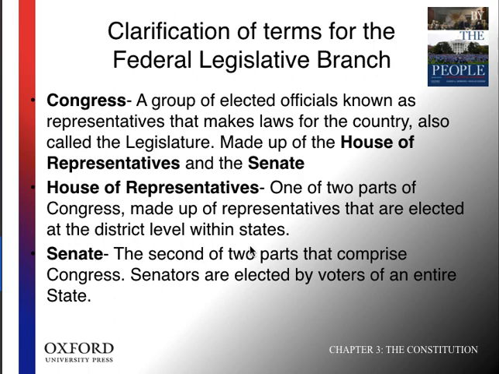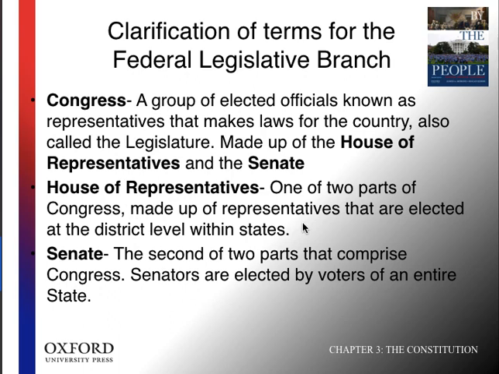Let's just clarify some terms. Congress is both the House and the Senate. Oftentimes you'll hear in the news people refer to the House of Representatives as Congress. They are a part of Congress, but so is the Senate. So just remember that the House of Representatives is based on representation by population, and the Senate is based on two people per state.